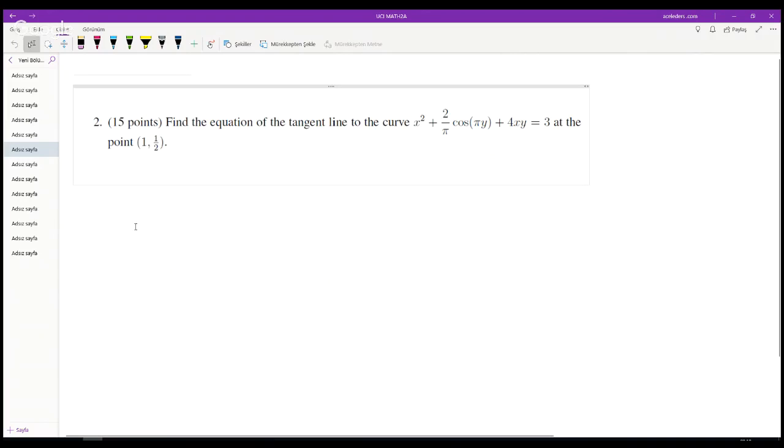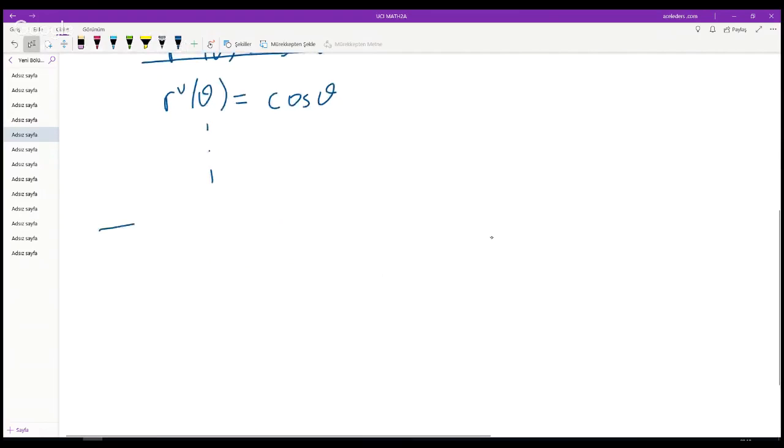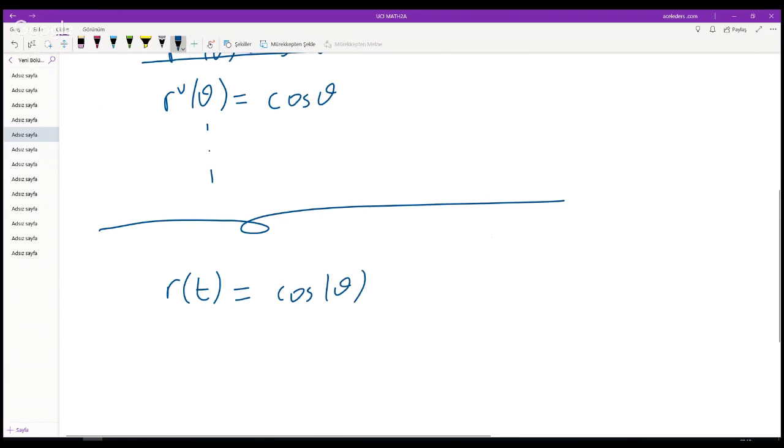So now the equation of the tangent line to the curve with this equation. So I repeat again. What if it was cos theta? So I can find another cycle. This is another question. Our friend asked, what if r theta is cos theta? Then now I need the 25th derivative again.